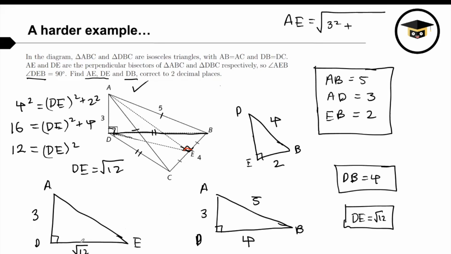Now remember, when we square a root, it just undoes the root. So it's going to be just 12. And so we're going to end up with 9 plus 12. And so AE is equal to square root of 21.